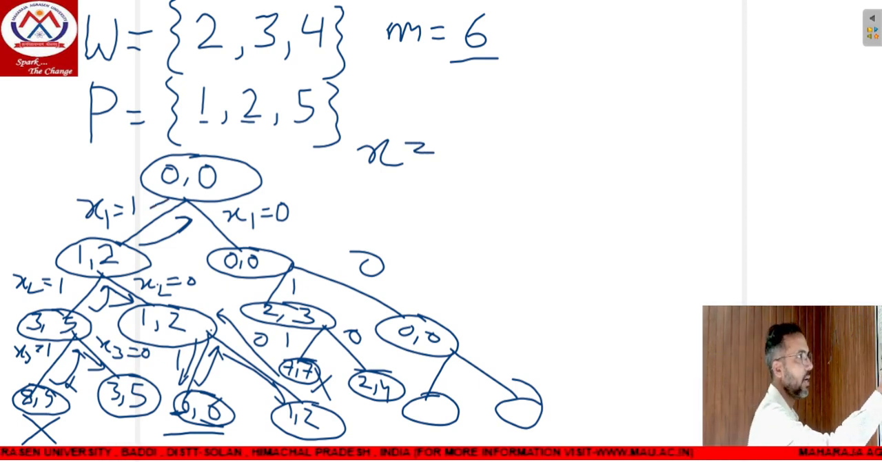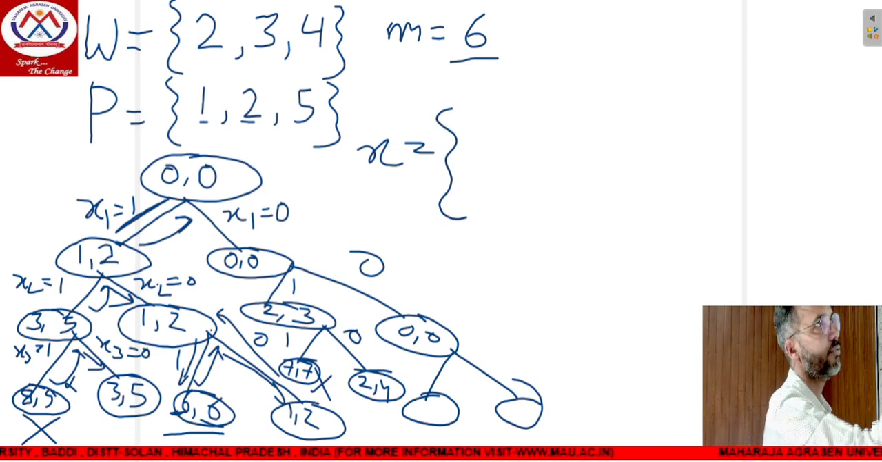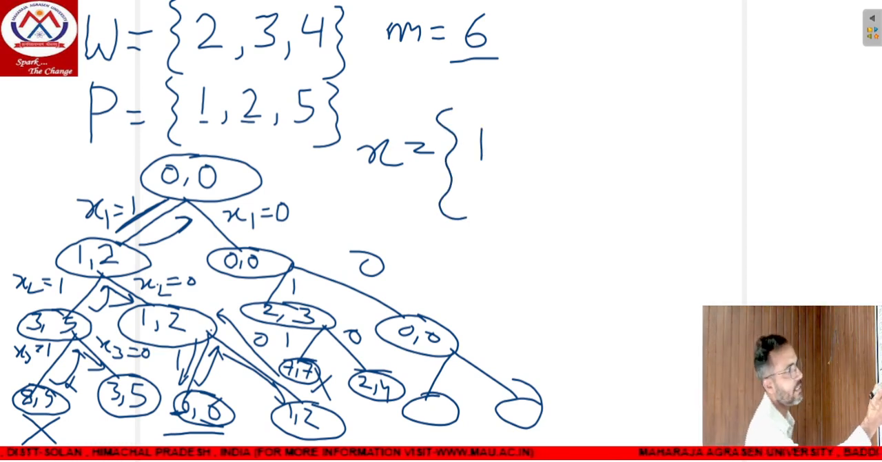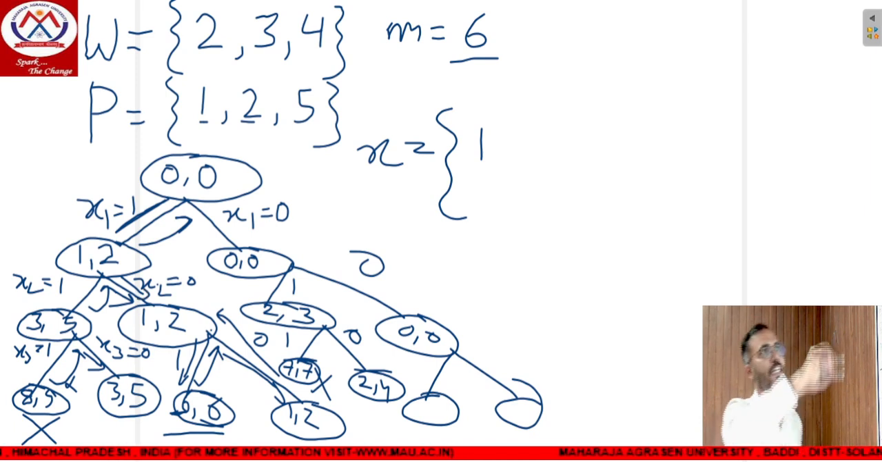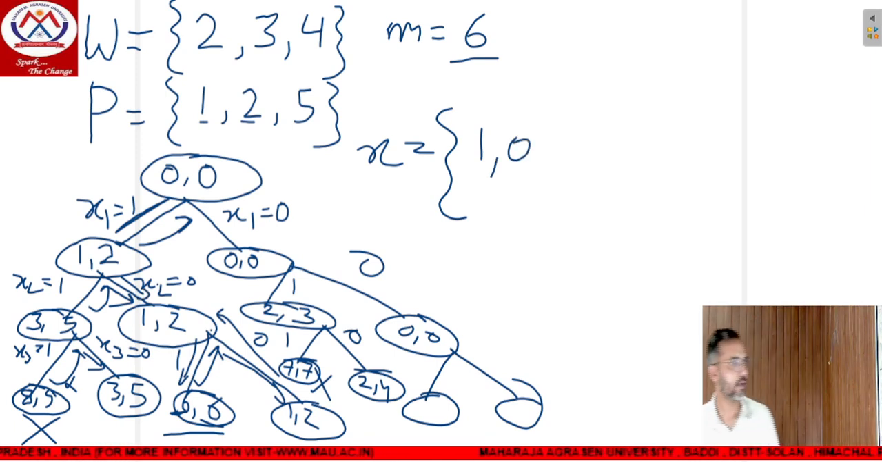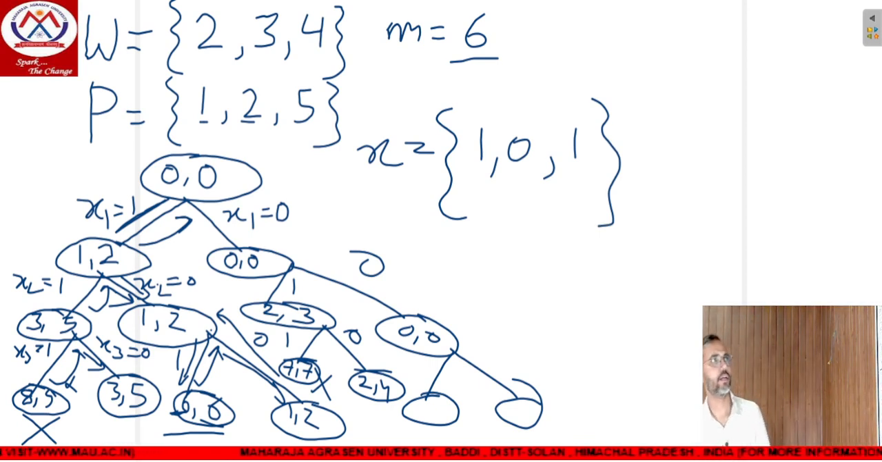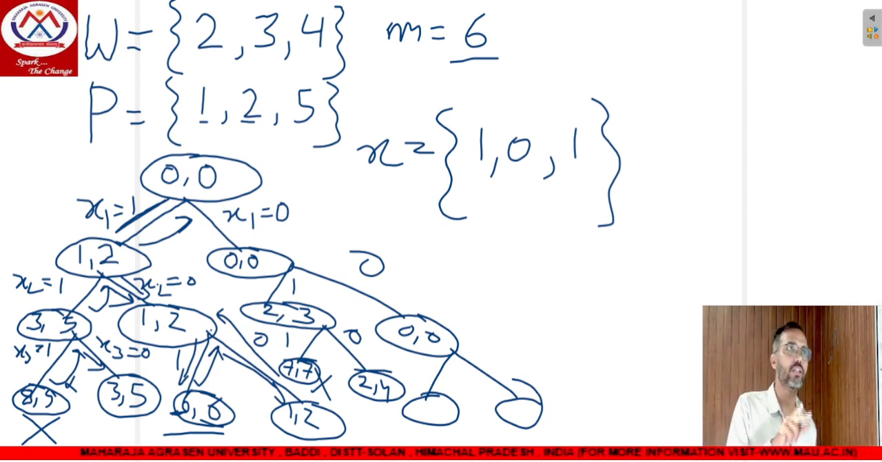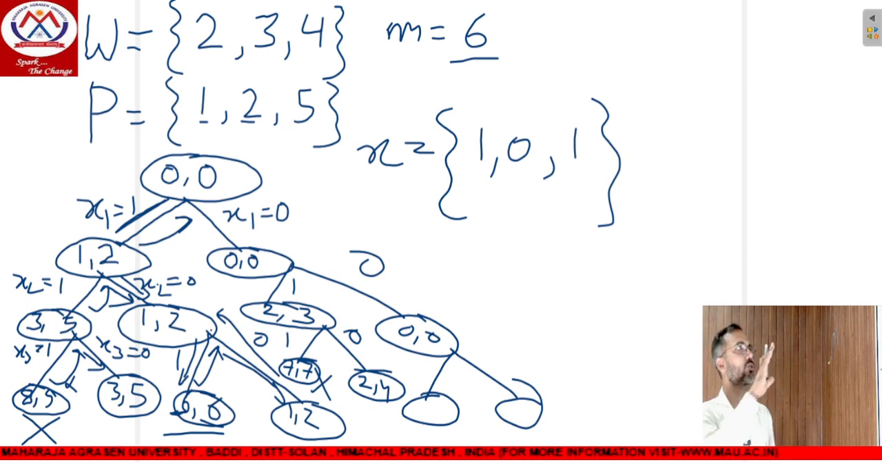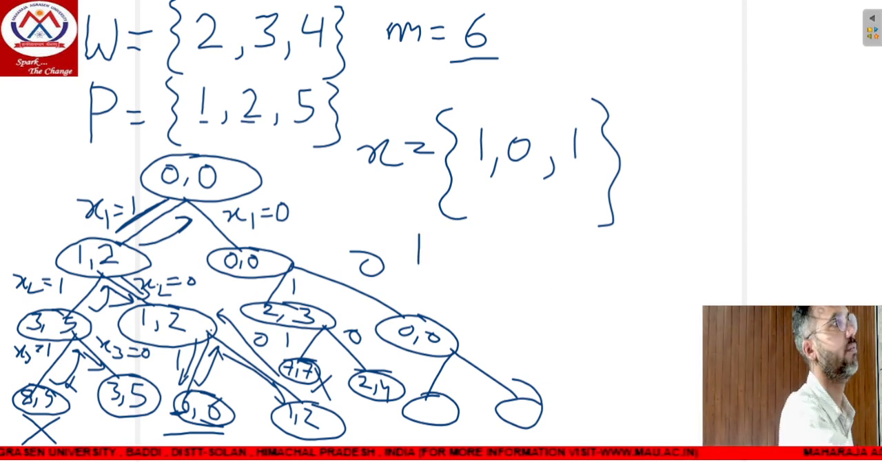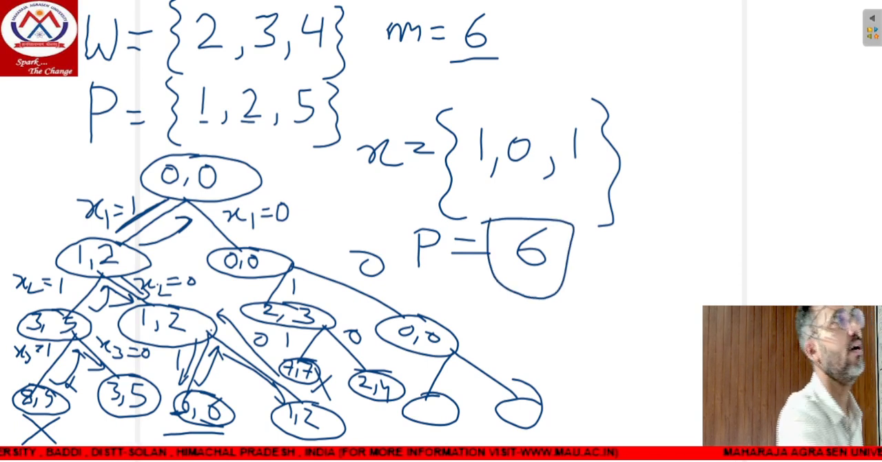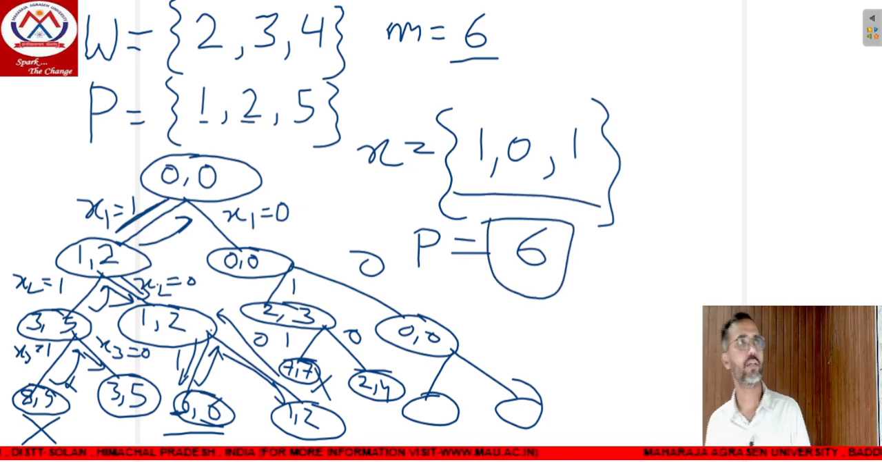According to that, what is the value of x? Here we are taking this path. We have selected the first value, that's why we have written 1. We have not selected the second value, that's why we have written 0. And finally we have selected the third value, x equals 1, 0, 1. It means that to maximize the profit, we selected the first weight and third weight to solve the knapsack problem. The maximum profit is 6, and x1 is 1, x2 is 0, and x3 is 1.